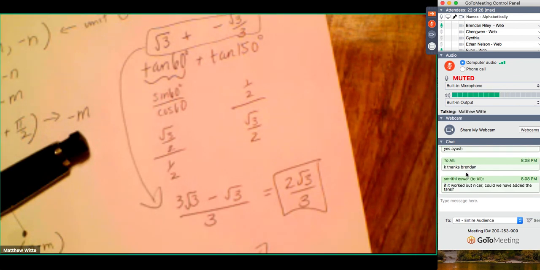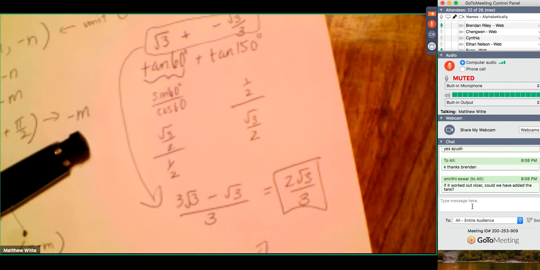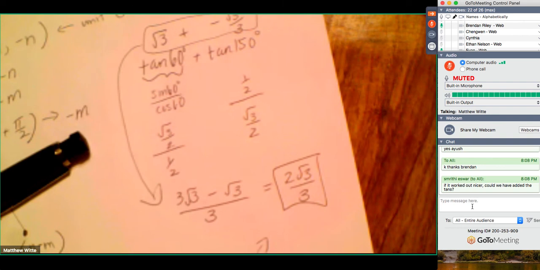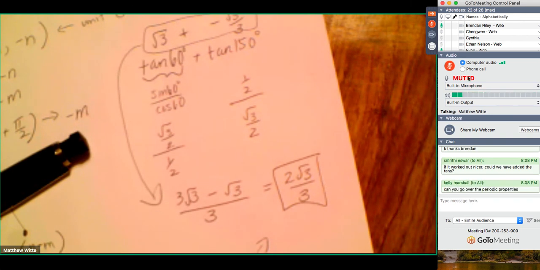Yes, Ayush, you have a blank unit circle on the back. It's only a 1-page quiz. There's a front side and a little bit on the back, and then the unit circle is on the bottom of the back.